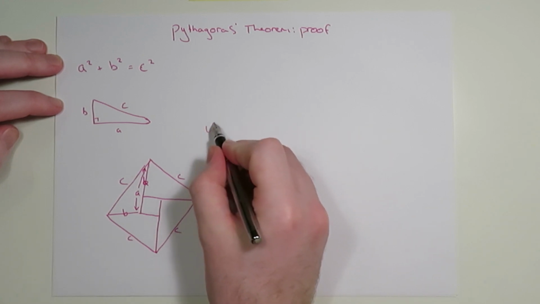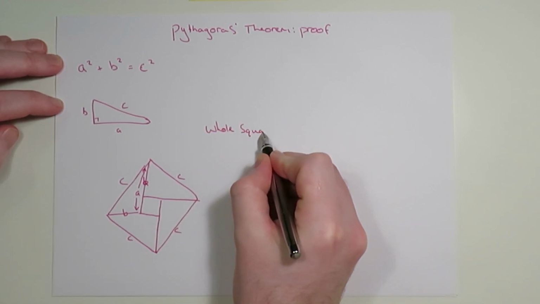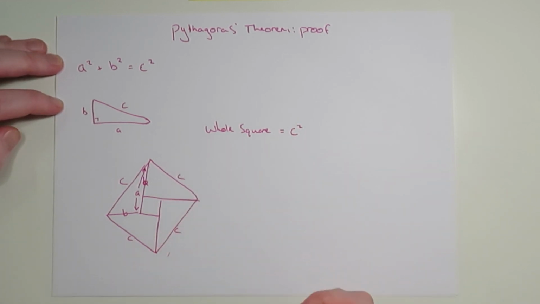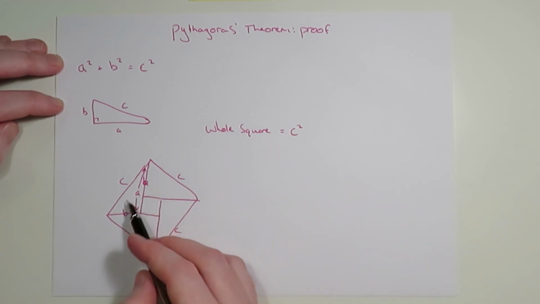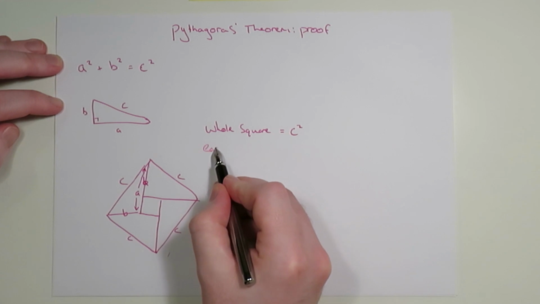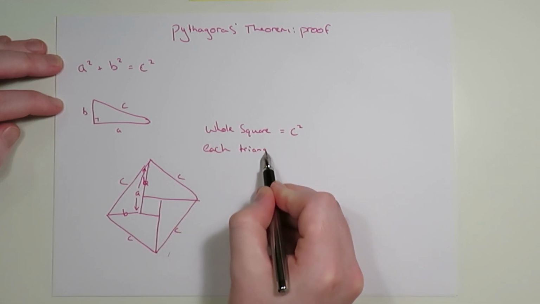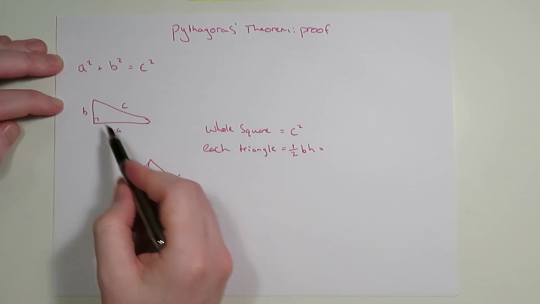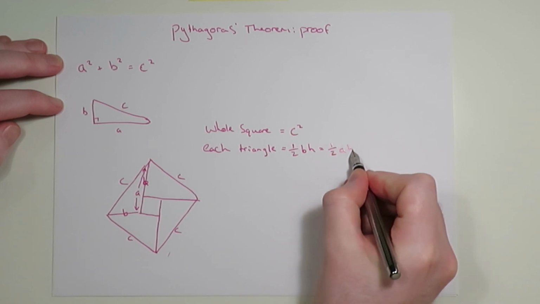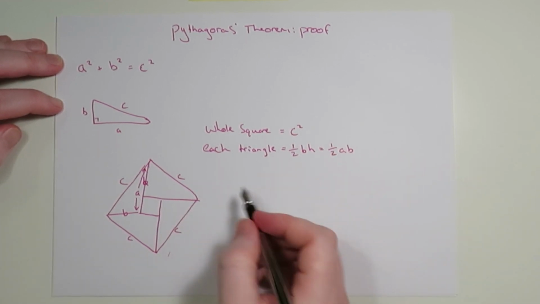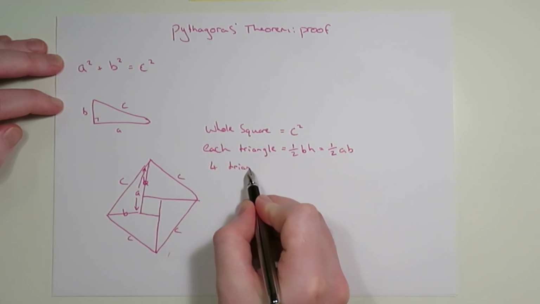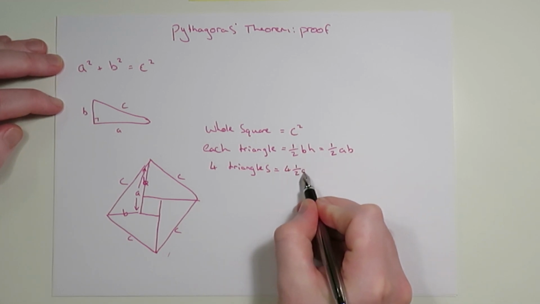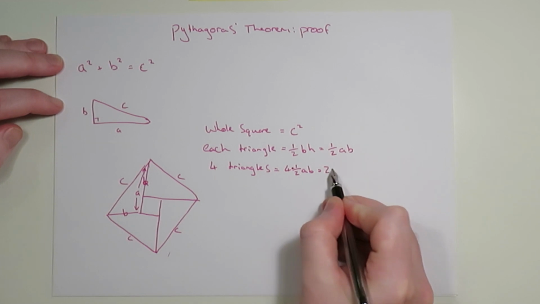Well, the whole square, the large square, would have an area of c squared, right? It's just c multiplied by c. So that's quite straightforward. Well, what about the triangles? Well, each triangle would be a half base times height. Now in this case that would be a half ab. Now we don't have just one triangle here, we have 4 triangles, so you would need to multiply that result by 4, so 4 lots of a half ab, which would be 2ab.